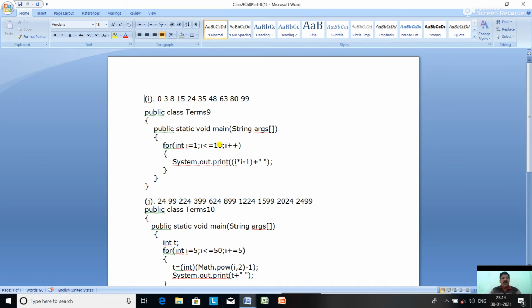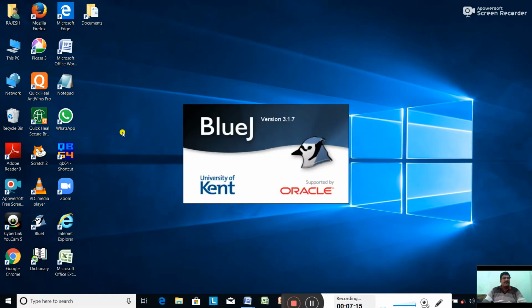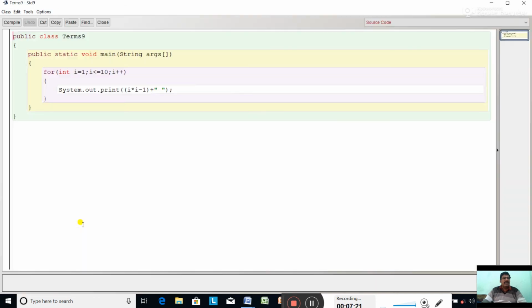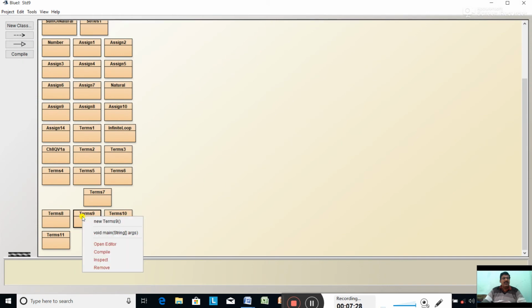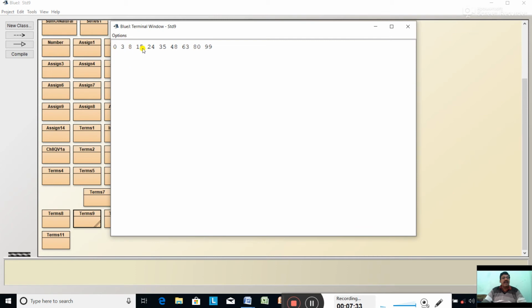For int i = 1; i <= 10; i++, System.out.print i * i minus 1. Next i will be 2, 2 into 2 minus 1. Next i will be 3, 3 into 3 minus 1. Okay. Now let us see the output. Compile. Get the output. Let's see 0, 3, 8, 15, 24, 35 up to 99.